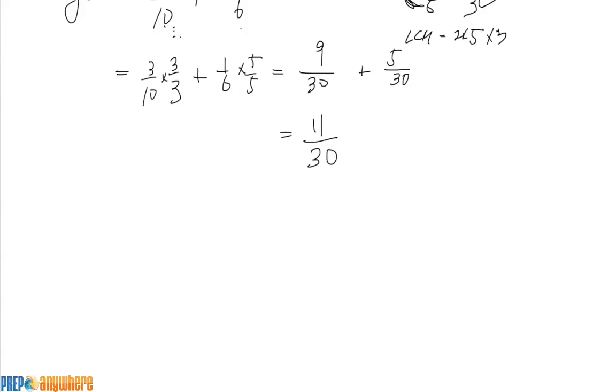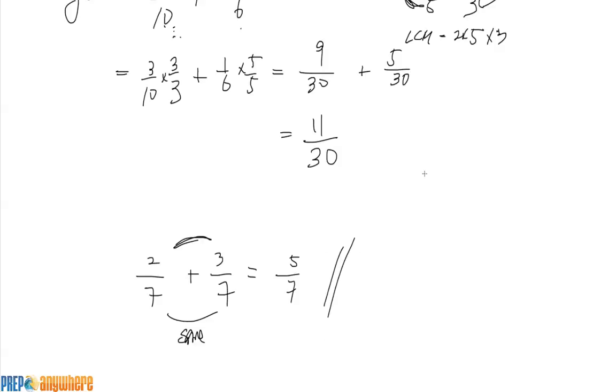Summary: if you have a fraction sum where the base is already the same, let's say you have 2 over 7 plus 3 over 7, it's already the same slice size. This is 2 of 1 over 7, and this is 3 of 1 over 7. So you can just add if the bottom is the same.